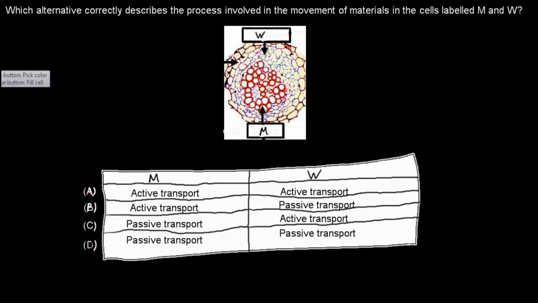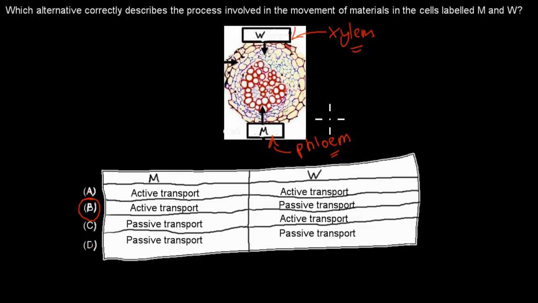Welcome back. The correct answer in this case is B, because M, which was the inside one, is phloem, and in phloem we have sugar being actively pumped into the actual phloem. For W, that is our xylem, and remember xylem is all about osmosis, cohesion and adhesion, and W is also passive, so stuff that travels in xylem travels with passive transport. So B is correct and the other ones are all incorrect.